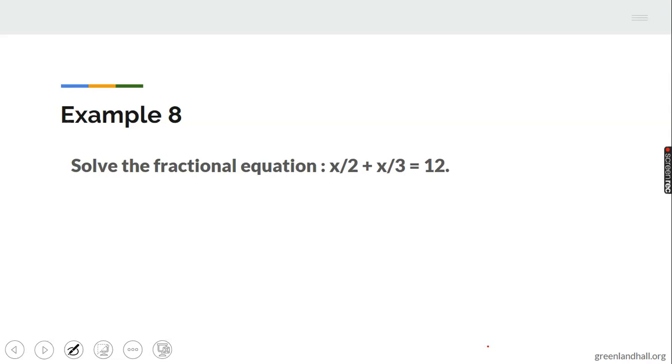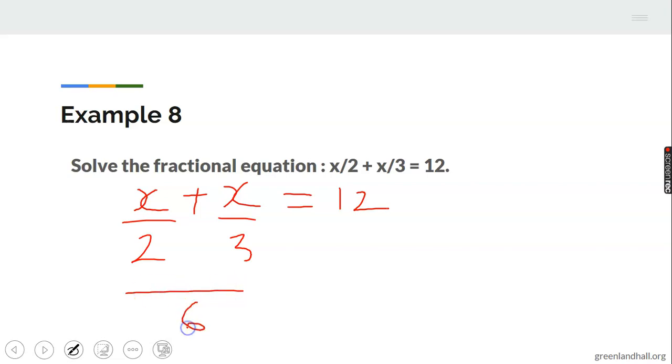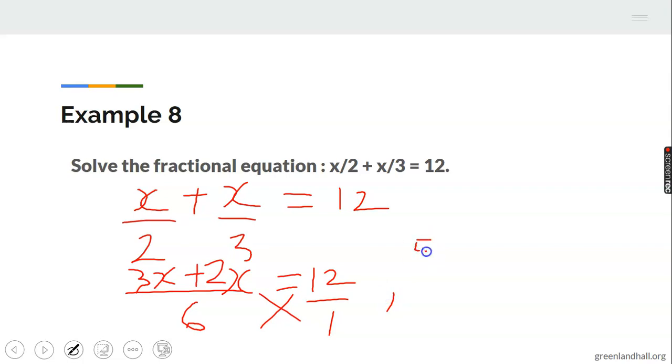Then the next one is to solve for the unknown. We have x over 2 plus x over 3 equals what? 12. Now, what do you do? Find the LCM. That is the first thing. The LCM of this is what? 6. Then this will give us 3x plus 2x equals what? 12 over 1. Then you cross multiply. 2x plus 3x will give us what? 5x equals 12 times 6 will give us what? 70. Sorry. That will be 72.